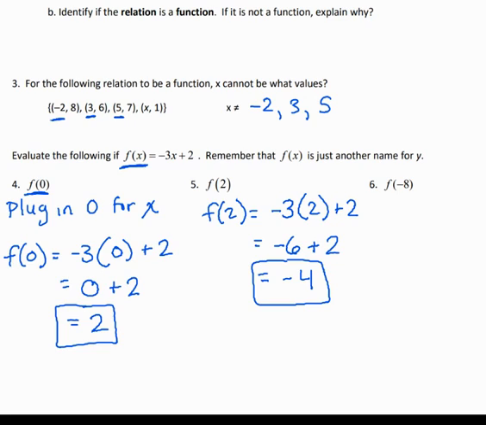For number 6, same type of thing. We're going to plug in negative 8 in for x. So we have negative 3 now times negative 8 plus 2. Watch your negatives, right? A negative times a negative is a positive, 24, plus 2 gives me 26.